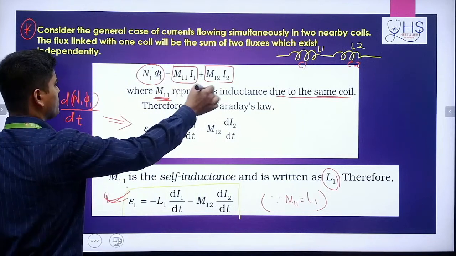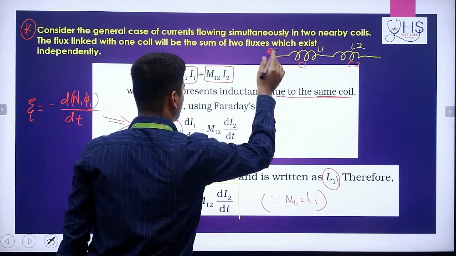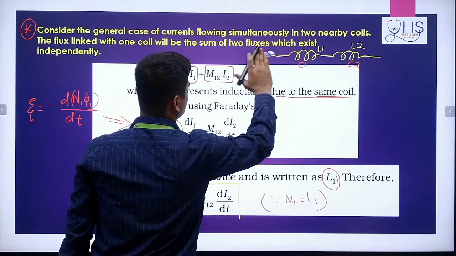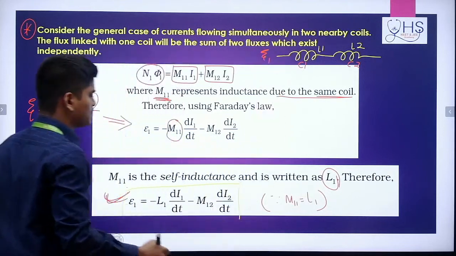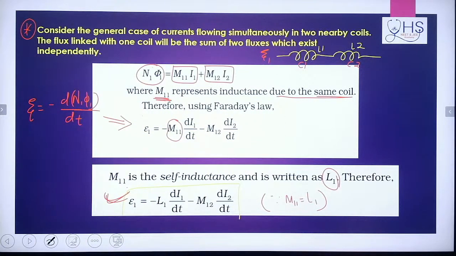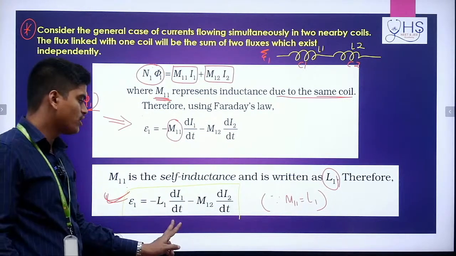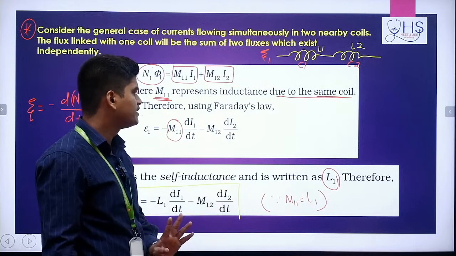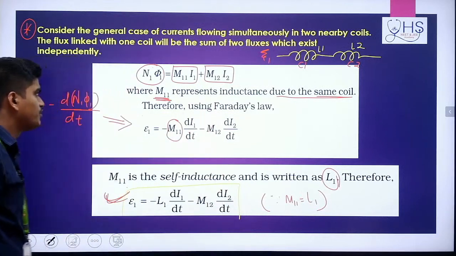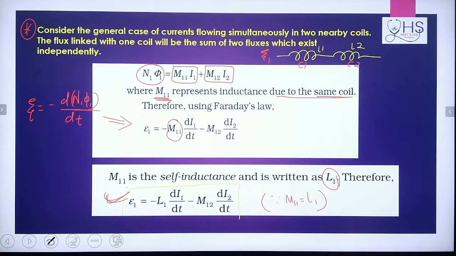So whatever EMF is induced here, that is E1, the induced EMF in coil 1. That is how it depends: E1 equals minus L1 di1 by dt minus M12 di2 by dt. So this expression is just to remember. Give it one star mark and write it down.